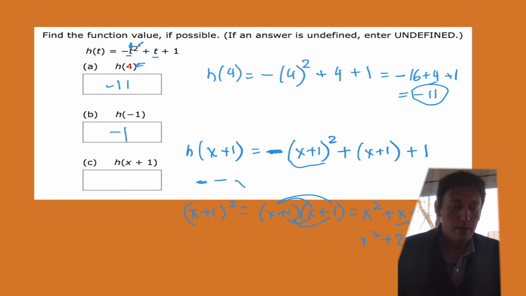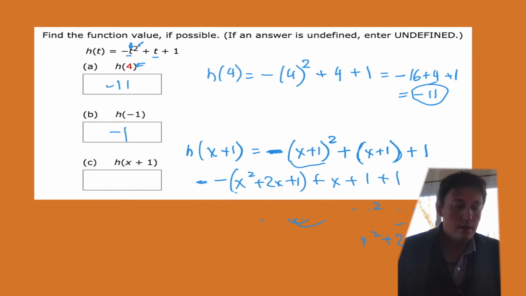So x squared plus 2x plus 1, I'm going to put that in parentheses just to remember to distribute the negative. X squared plus 2x plus 1 goes there. I'm going to get rid of this parenthesis here because it's just plus, so it doesn't change anything. And then plus 1 again. So I'm going to erase here. And what do we have now? Once we simplify, we have to distribute that negative, right? So the first thing we do here is distribute the negative. We have negative x squared, negative 2x, negative 1, plus x, plus 1, plus 1.